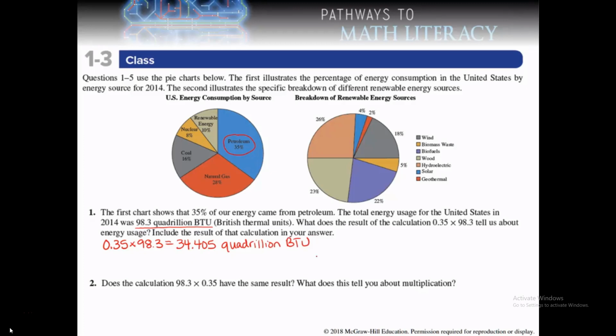In number 2, does the calculation 98.3 times 0.35 have the same result? Well, yes, it does. It also comes out to 34.405. This tells us that with multiplication, the order doesn't matter. Multiplication is commutative.